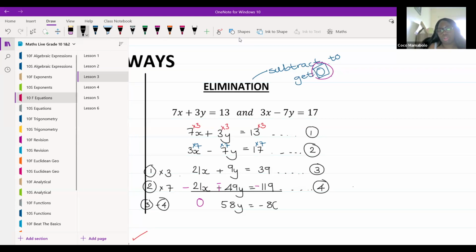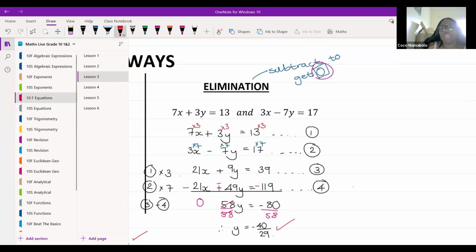Yes, ma'am. All right, beautiful. So now I can solve for y because the x part is gone. So I can then divide both sides by 58. I'm going to divide by 58, divide by 58, and those two will cancel. Therefore, y is equal to, what is negative 80 divided by 58, guys? We can reduce that. Negative 40 over 29. Yeah, negative 40 over 29. Good. And there we go. And now we have an answer for y.